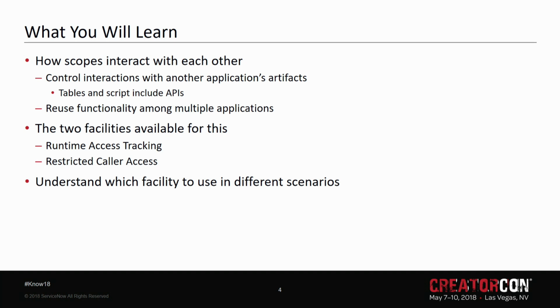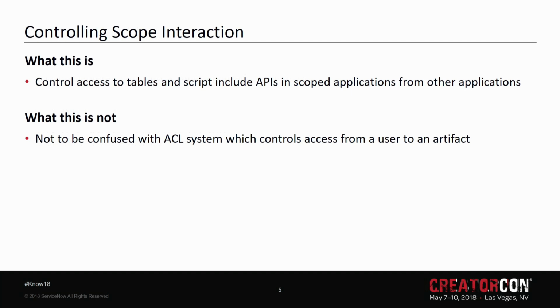So what you'll get out of this is you'll learn how scoped applications can interact with each other, and how you can control what applications have access to another application's artifacts. And you'll learn about the two facilities, as I mentioned, runtime access tracking and caller access. And again, I wanted to reiterate that this is at the script and application level, so don't confuse this with ACLs, anything that would be at the user level.